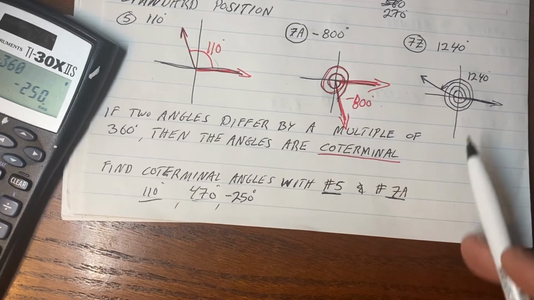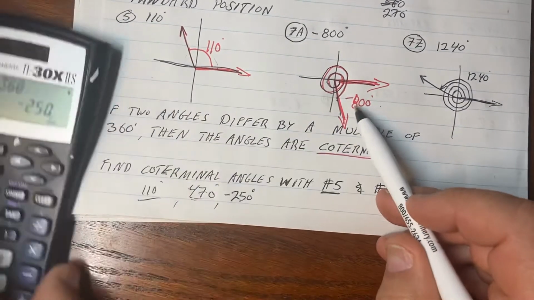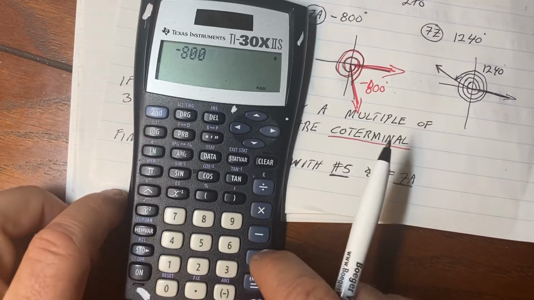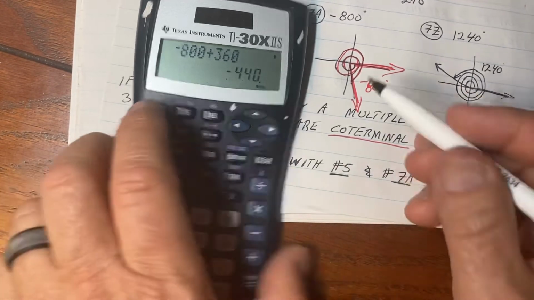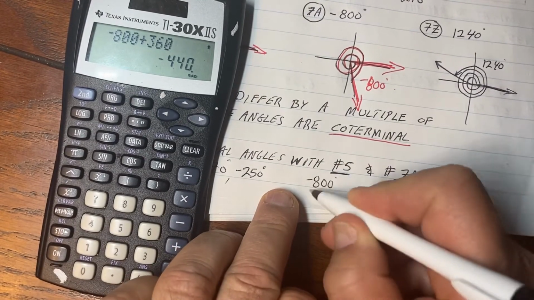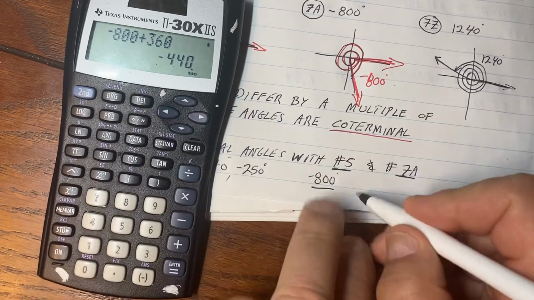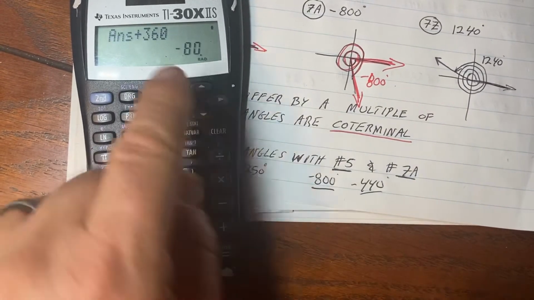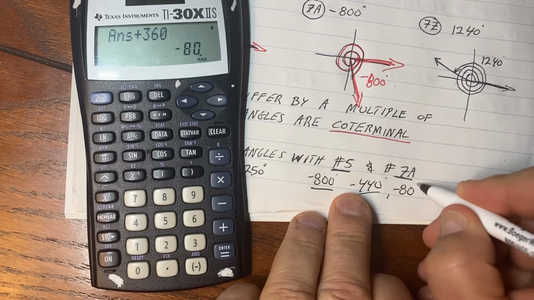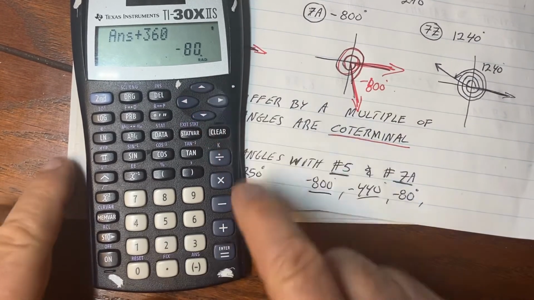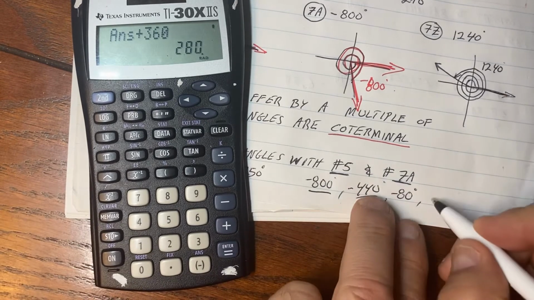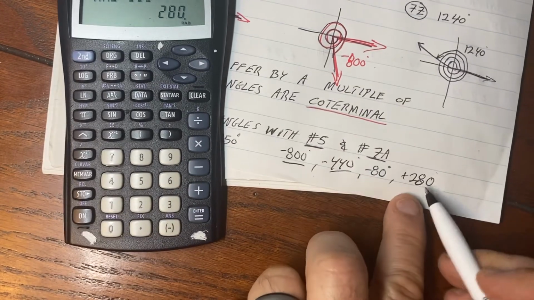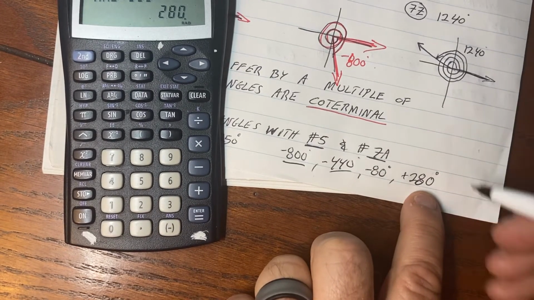What about this one? 7b, negative 800. So if I take negative 800, I'm going to add 360 to that. Another coterminal angle with that would be negative 440. Add another 360, negative 80 degrees would work. And if I add another 360, positive 280 degrees. Now, do I really need to put positive there? No, I need to have that degree symbol though.